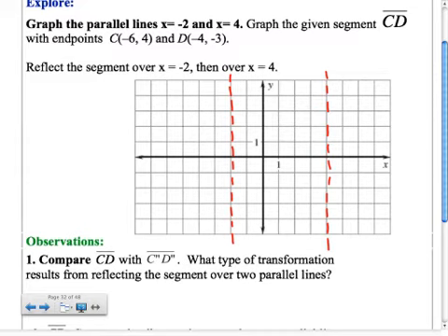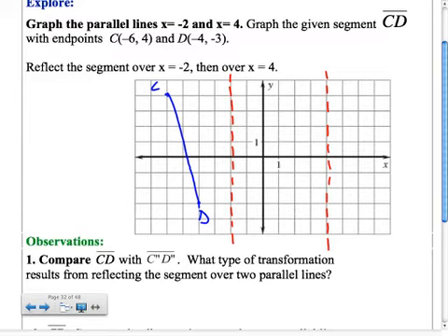Okay? And it says given segment CD, so C is (-6, 4): 1, 2, 3, 4, 5, 6, 1, 2, 3, 4. So there's C, and D is (-4, 3)... oh, I'm sorry, (-3, 1), 2, 3, 4, 1. So C and D. So there's my original segment. And now let's see here. What do they want us to do?